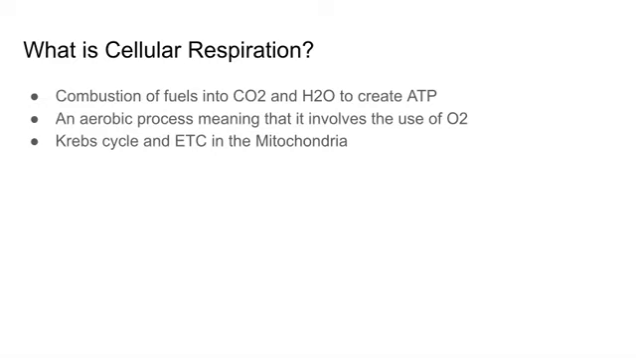So what is cellular respiration in the first place? It's the combustion of fuels into CO2 and H2O in order to create ATP. It's an aerobic process, meaning that it involves the use of oxygen. And Krebs cycle and ETC in the mitochondria are heavily used in order to produce ATP later on in this process.